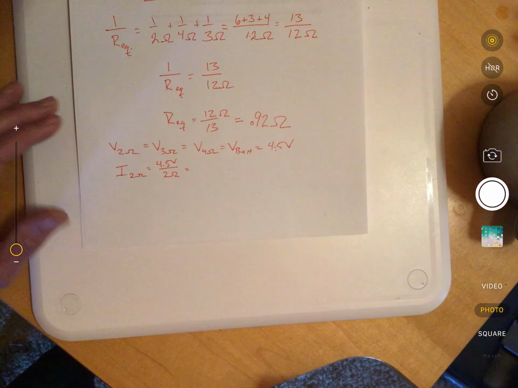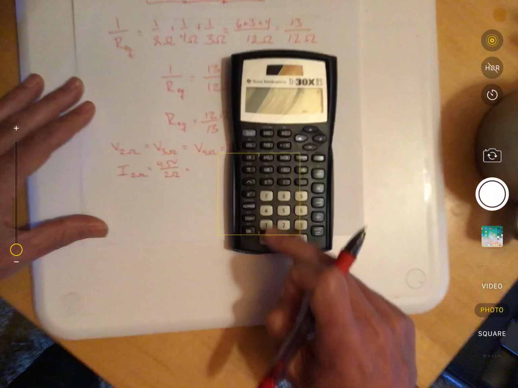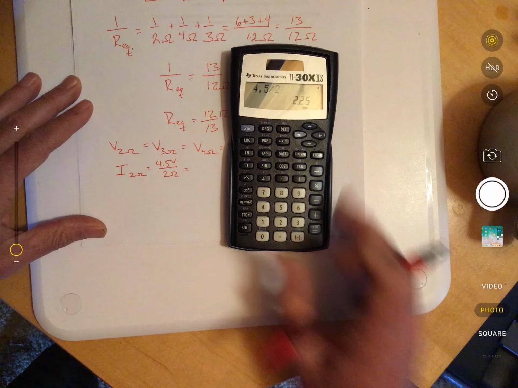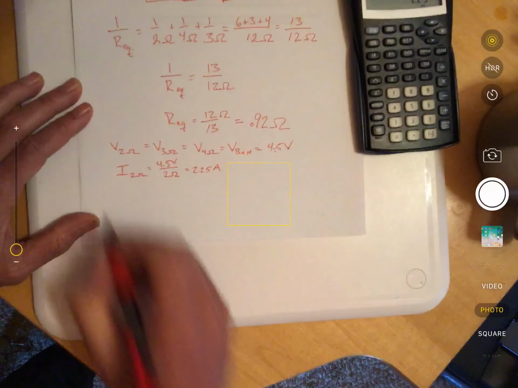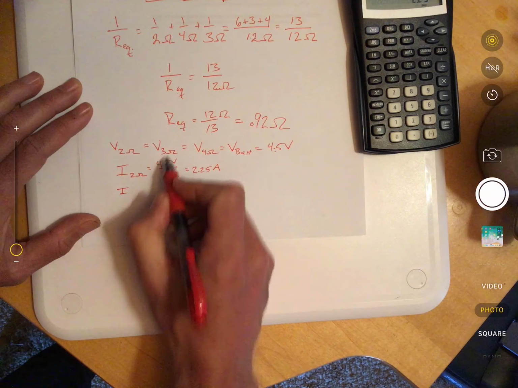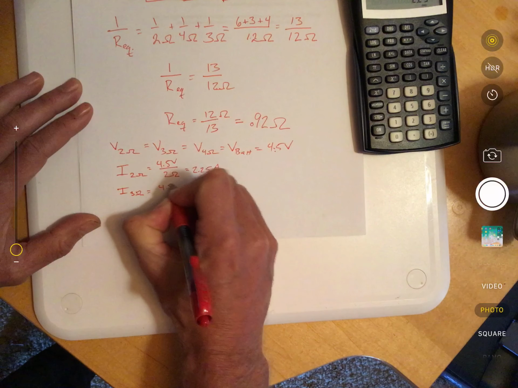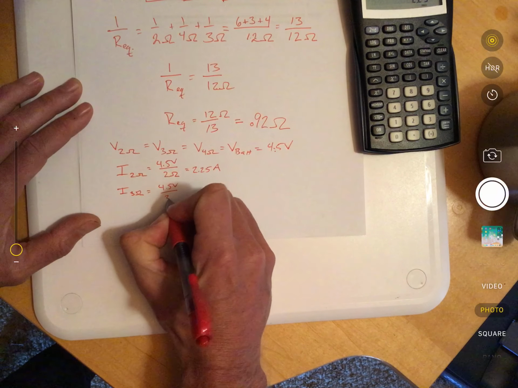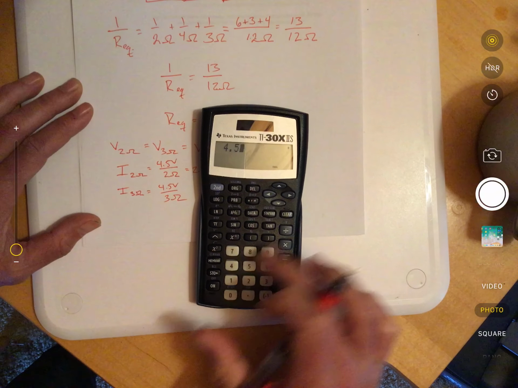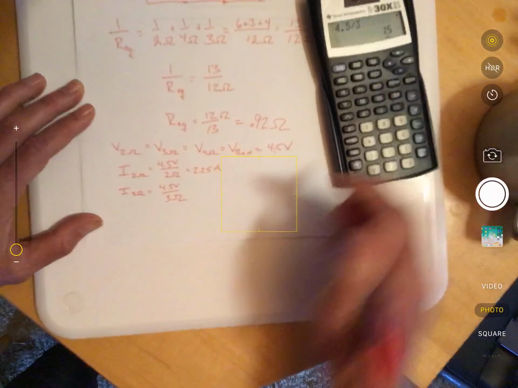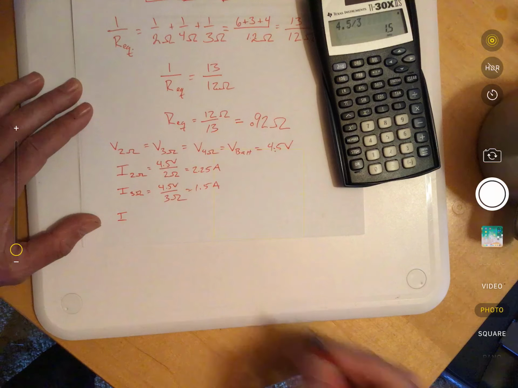So what is that going to be? Feel free to use your calculator. 2.25 amps, right? Let's find the current through the 3 ohm. Again, 4.5 volts across a 3 ohm resistor. 4.5 divided by 3, 1.5. 1.5 amps. And finally, we'll do it across the 4 ohm.